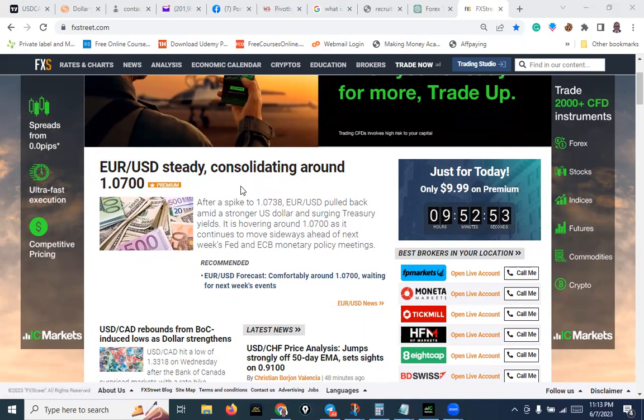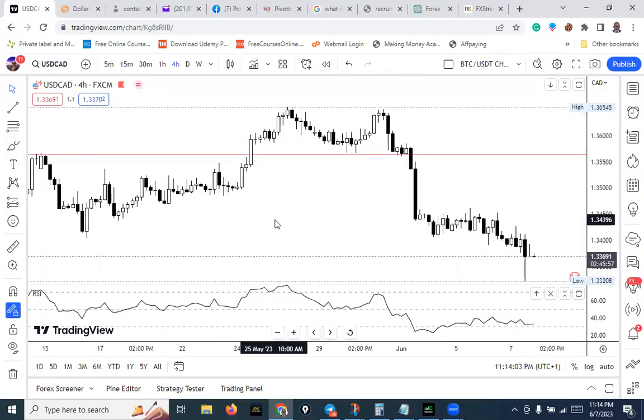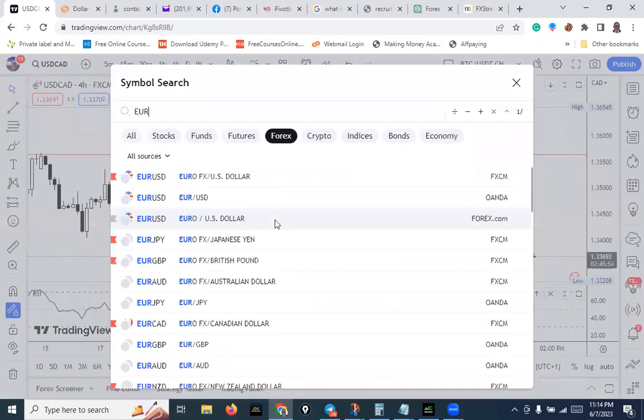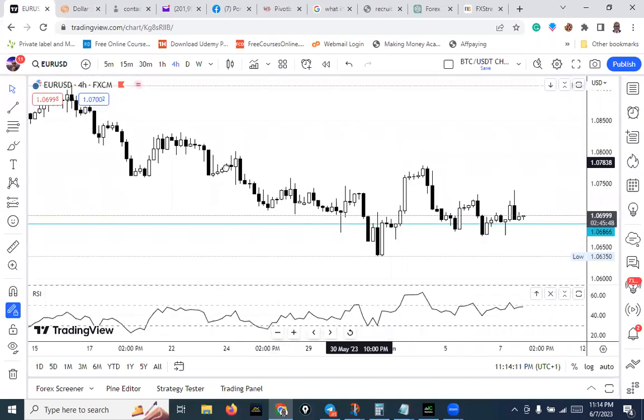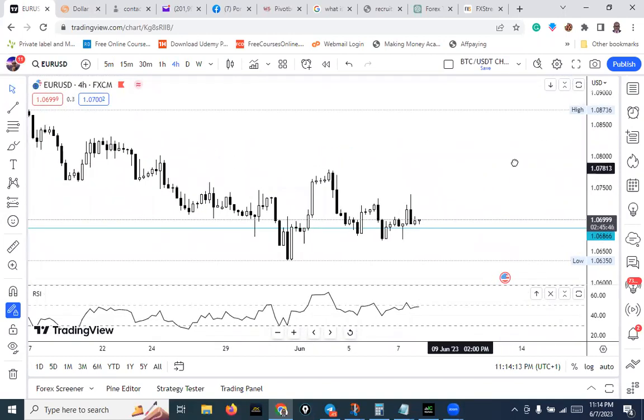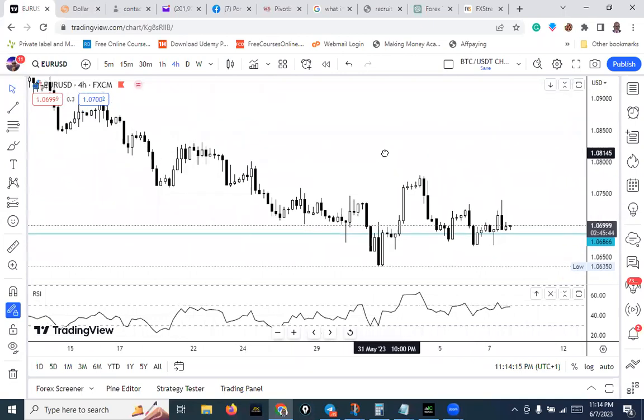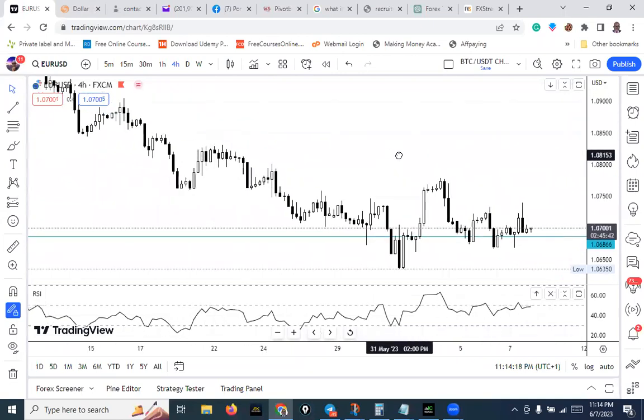Now, after analyzing it and you mark up your chart, let me give you an example. If this is your chart, if this is your Euro USD, let me show you what I mean. If this is your Euro USD chart, you first of all come to your chart for your technical analysis. You come here and carry out your technical analysis and mark up your charts.